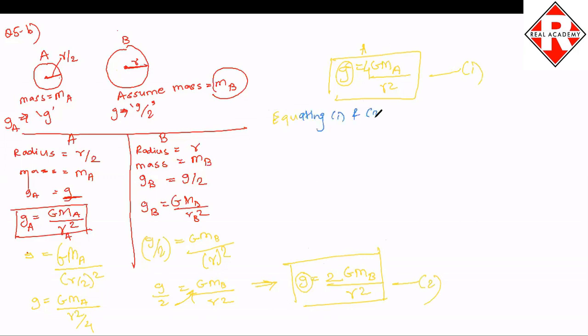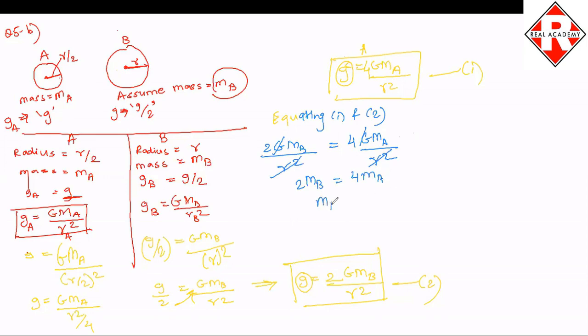So equating 1 and 2, what will you get? 2 G mB upon R square. Since I want mB's value, I'll take it on the left hand side. And 4 times G MA upon R square. You can see we have just equated the first and second one because left hand sides are same in both the equations, right? So this G and G will get cancelled out. Gravitational constant, the value remains same throughout, right? This R square will get cancelled out. So you are left with 2 times mB is equal to 4 times mA.